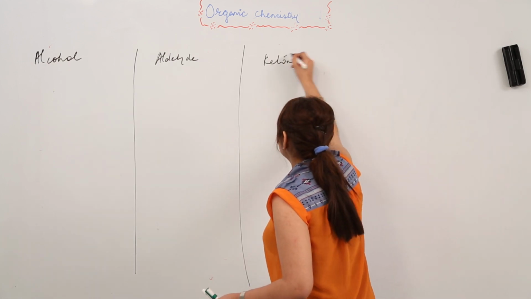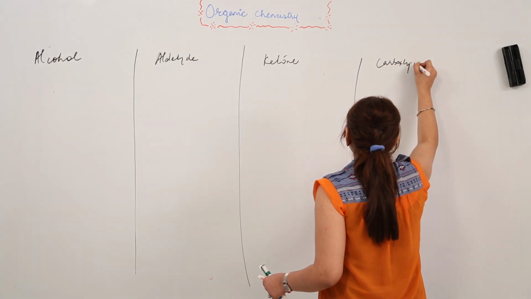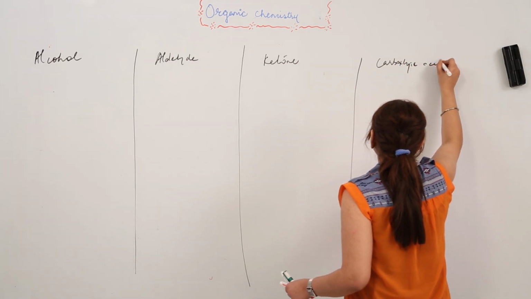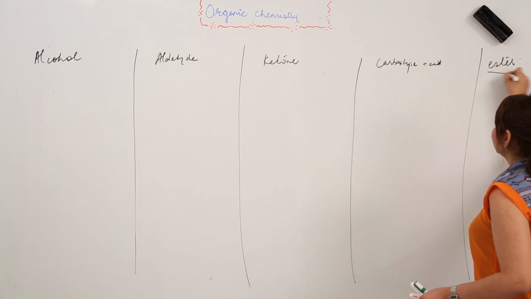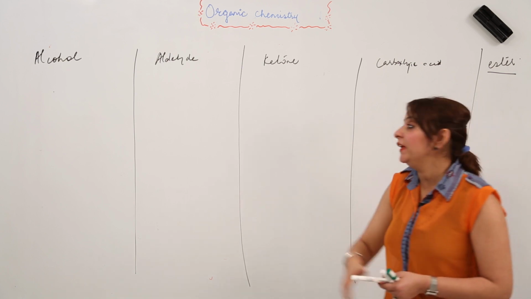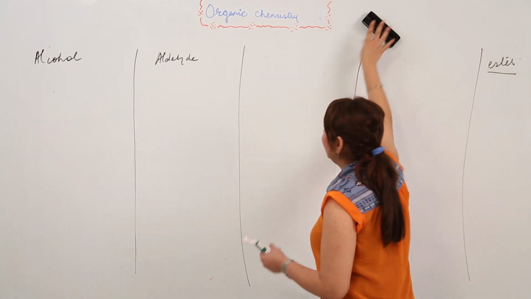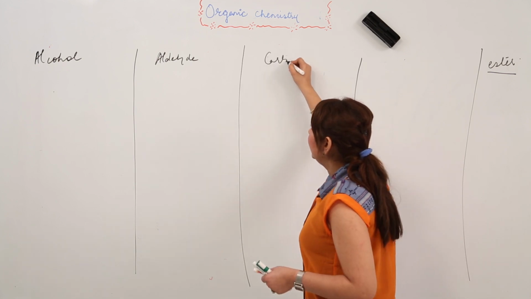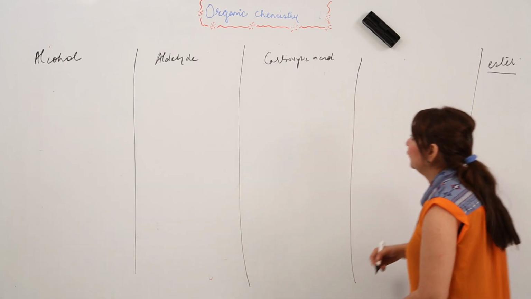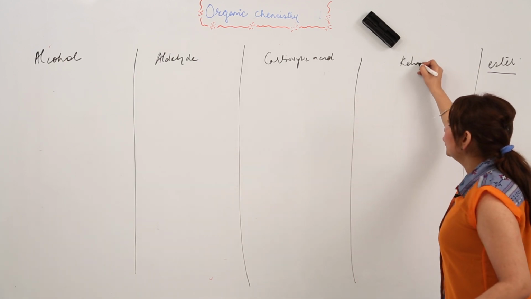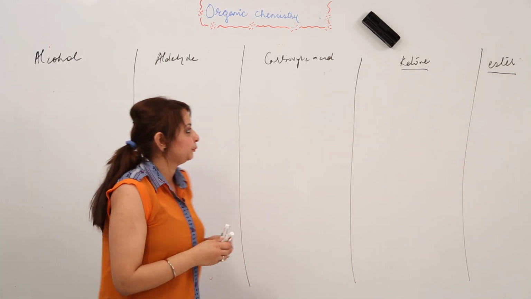So it is ketone, carboxylic acid, and this is ester, right? As I told you, there is a similarity between the aldehyde and the carboxylic acid. So what I'm going to do, I'm just going to make carboxylic acid along with aldehyde so that you should know what is the similarity, what is the difference between them, right? Similarly, I'm going to draw the members of the ketone and ester together so that you can relate them, right?